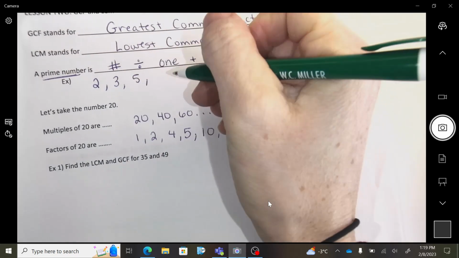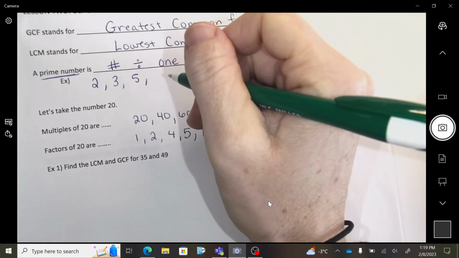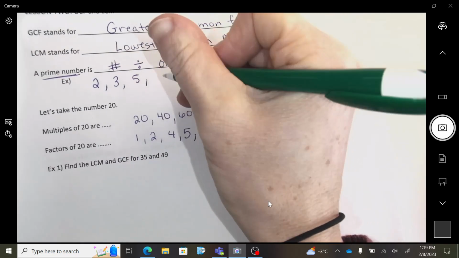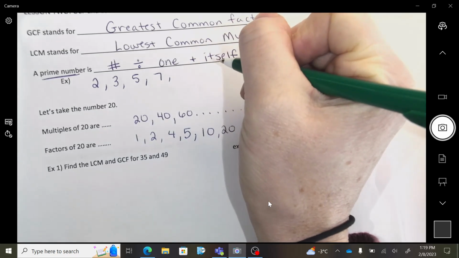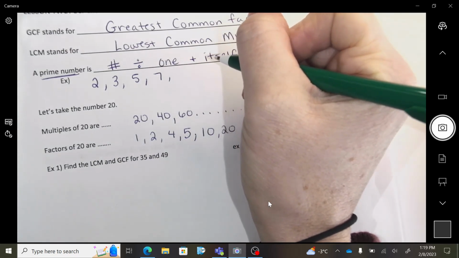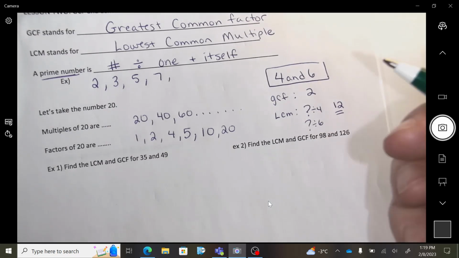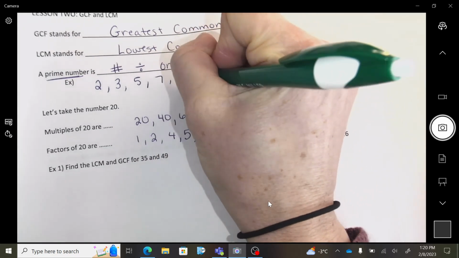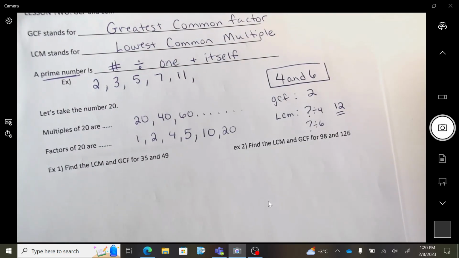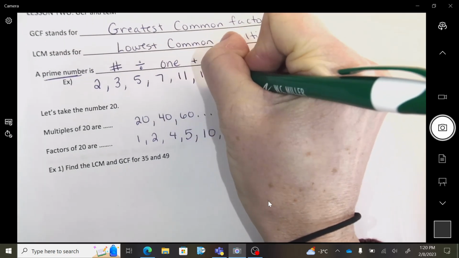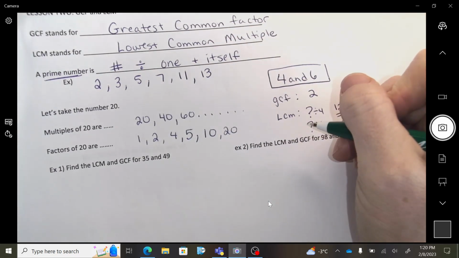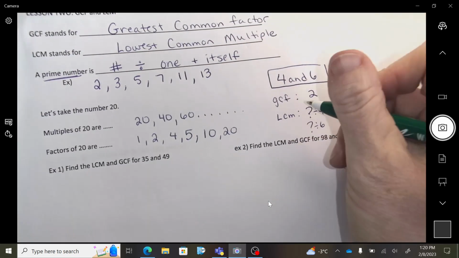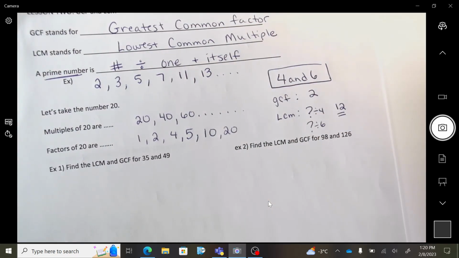So 5, yes or no? Yep. The next odd is 7. Can you divide 7 by anything other than itself and 1? What about 9? No, because it has 3 and 3. So that doesn't work. 11? Yes. 11 times 1 is it. 13, yes. What about 15? No, because you've got 5 and 3. Okay, I could go on. Obviously 17, 19, 23, you've got a bunch.